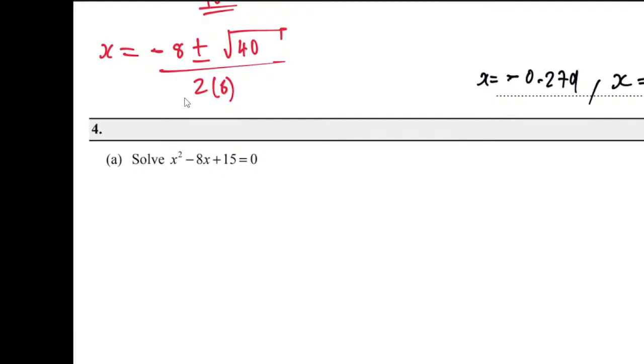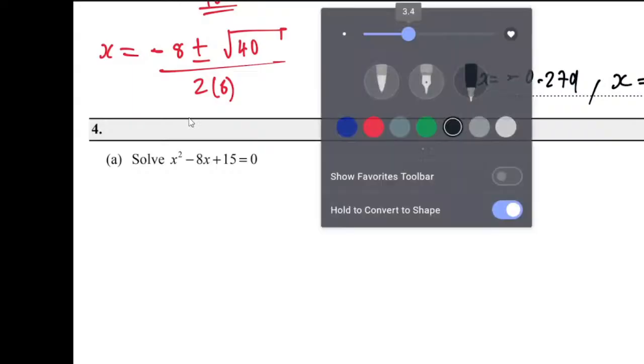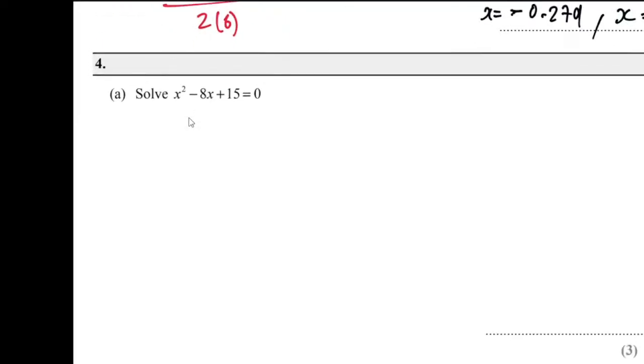Okay, so try factorization. When it doesn't work, then you must use the quadratic formula. If factorization lets you down, then you use the quadratic formula. Here's another one now. You look at it, it's saying solve. And it's a quadratic equation: x squared minus 8x plus 15 is equal to 0.